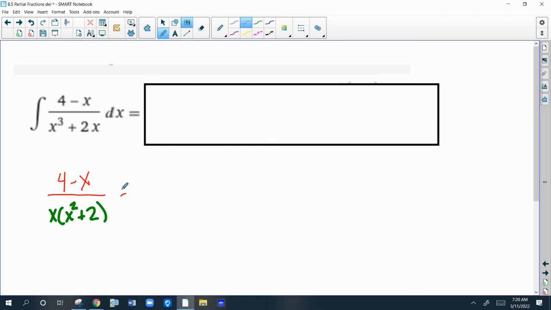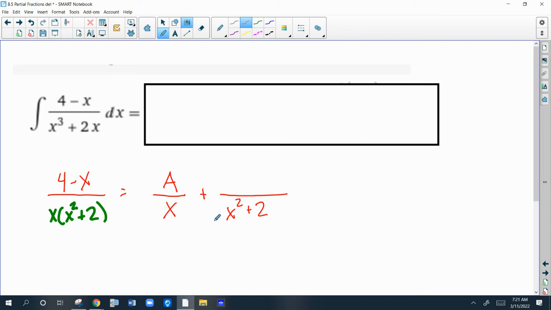Now, we'll start with the linear factor, x, and then it breaks down into this irreducible quadratic. So this is going to be a little bit different. For the linear factors, it breaks down so there's a constant on top of it. If you think about degree-wise, the degree of the bottom is 1. The degree of a constant is 0, so it just breaks down to a degree less.